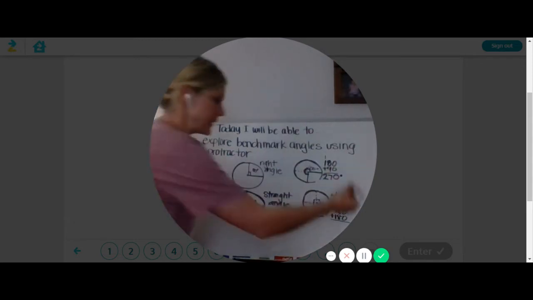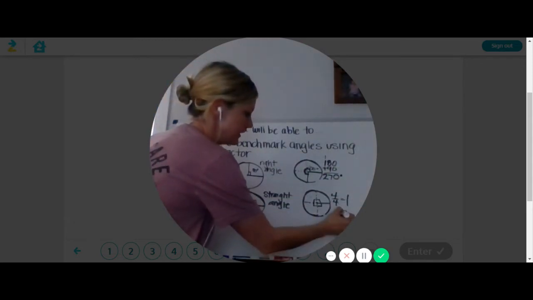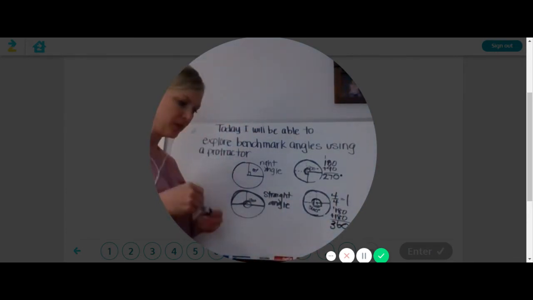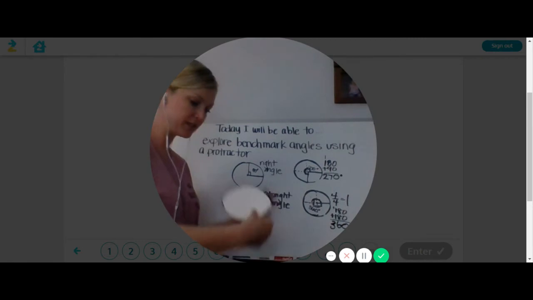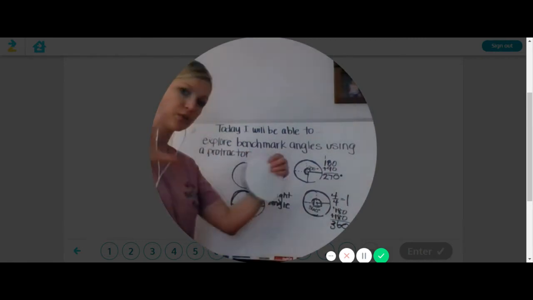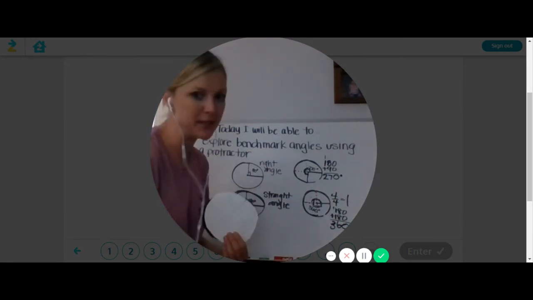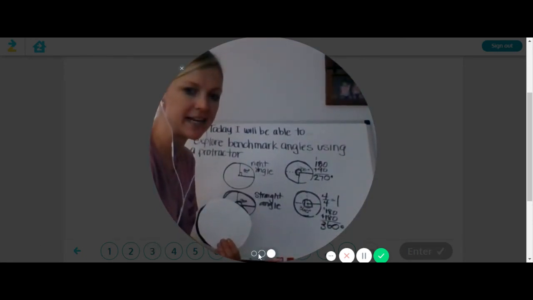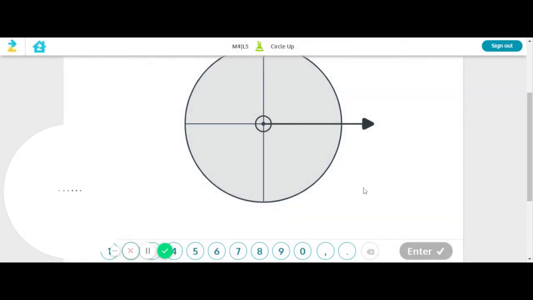Let's check that math together. 0 plus 0 is 0, 8 plus 8 is 16, and 1 plus 1 plus 1 is 3. That's correct. This is a 360-degree angle. So a circle measures 360 degrees. No matter how large or small that circle is, those measurements will remain the same. Once you have your notes, let's go ahead and dive back in. Please pause if you need to.